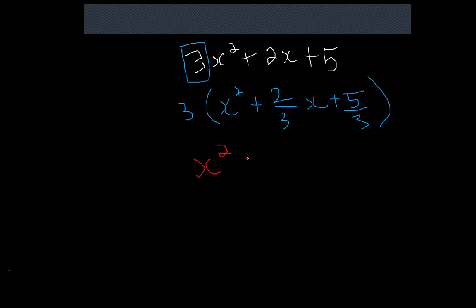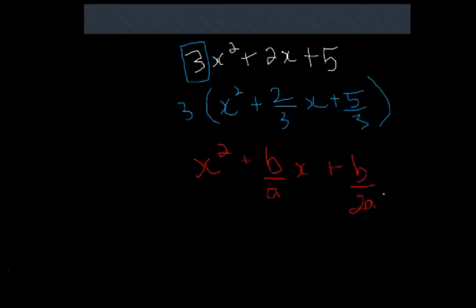It's x squared plus b on a x plus b on 2a squared. I need to, okay, let me erase this.